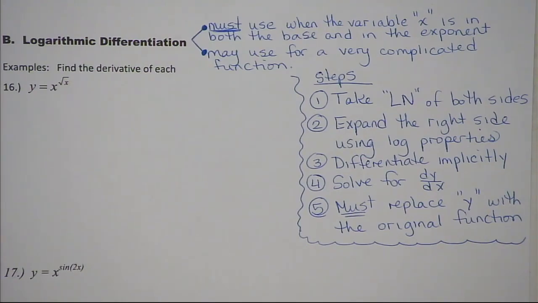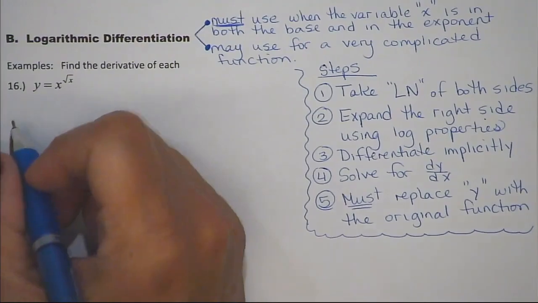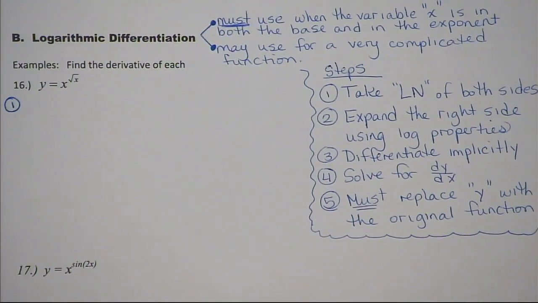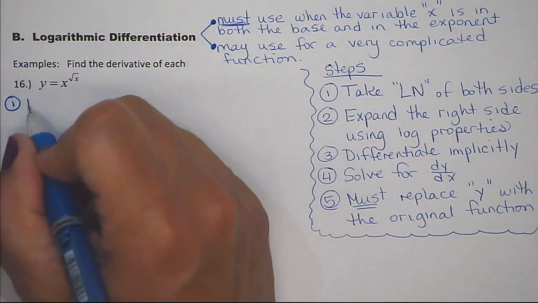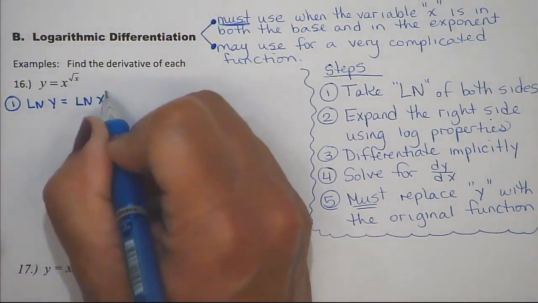All right, so I'm going to go through these, and I'm going to put the steps. So for number 16, step number 1, we're going to take the natural log of both sides. So we're going to do the natural log of y equals the natural log of x to the square root of x.